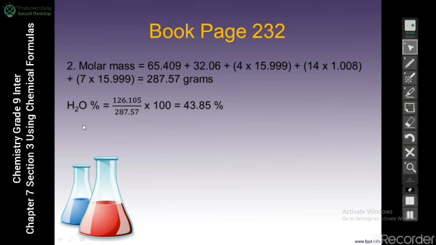To calculate the percentage of water, we are going to divide the mass of the water, which is 7H2O, which is 14 times 1.008 plus 7 times 15.999, over the molar mass of the whole compound. Then we are going to multiply it by 100 to get that the percentage of water is 43.85%.